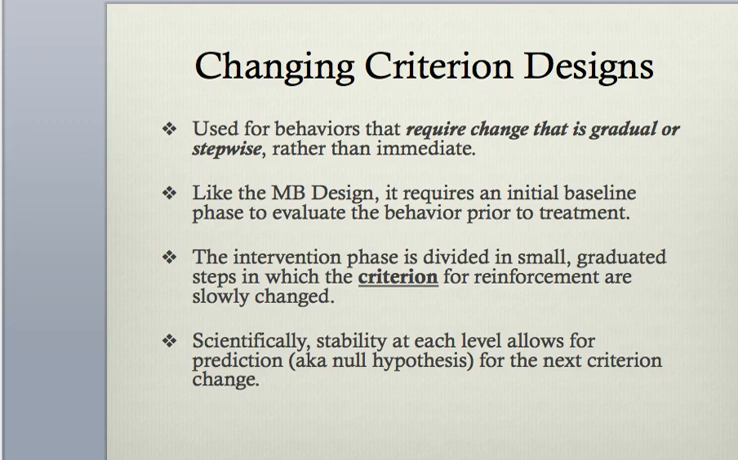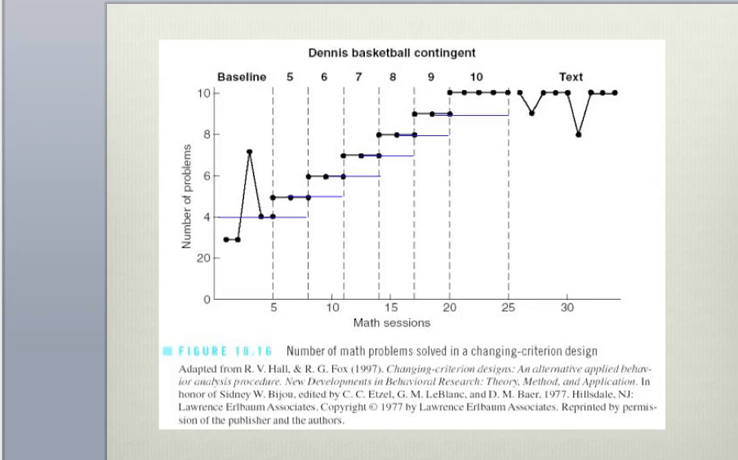So scientifically, stability, waiting until you're stable at each level, allows for predicting what the null hypothesis is for the next criterion change. So ideally, we would have no limit to the time it takes to get us there, and we would wait for the individual to stabilize at each gradual step that they take. It's not always the case, and we'll talk a little bit about that, but that would be the ideal. So let's take a look at a study that actually does this.